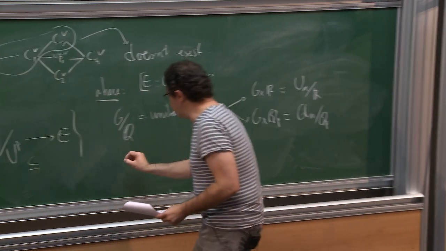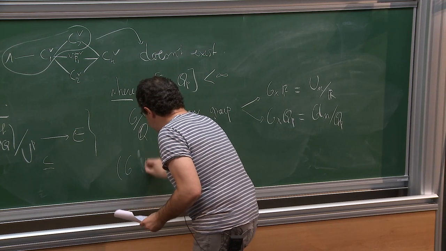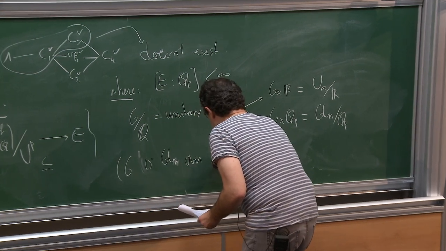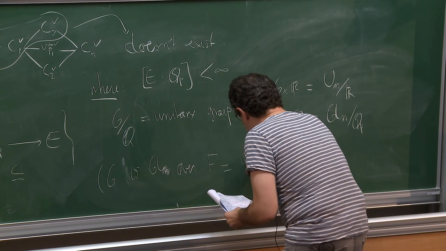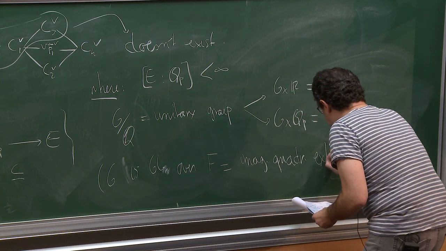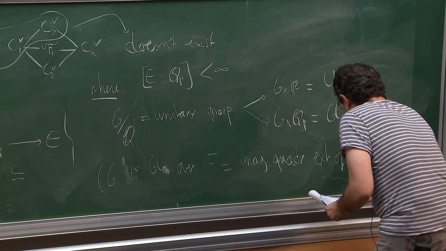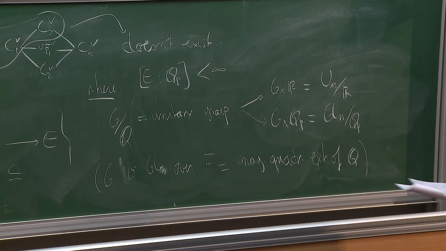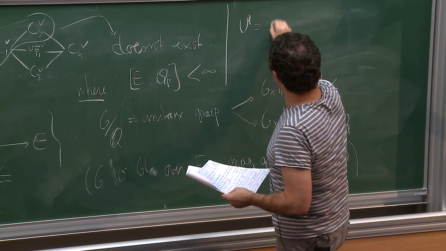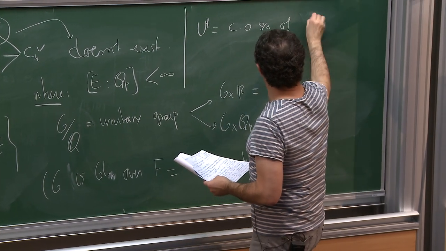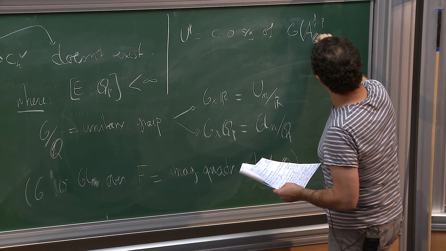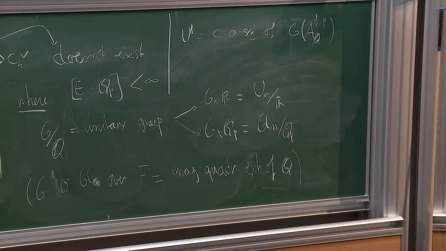And actually, G becomes GL_N over some quadratic extension F, which is some imaginary quadratic extension of Q, which is split at p, okay? And U^p is a compact open subgroup of G of the finite adeles outside of p. Okay, and I guess that's all.